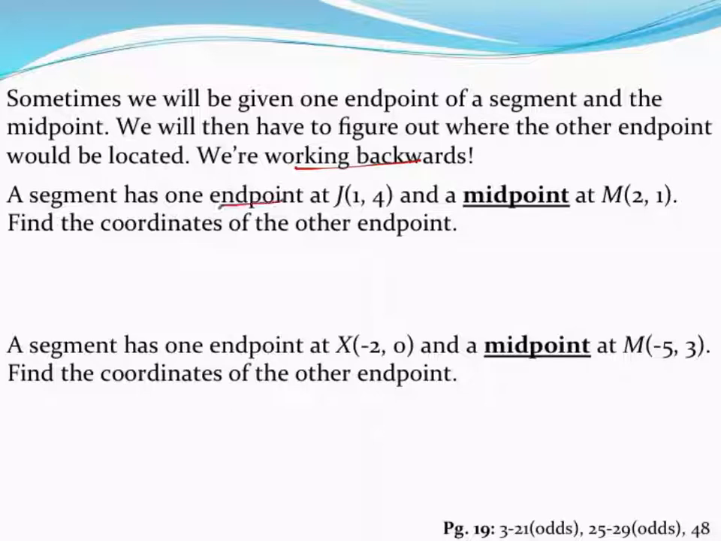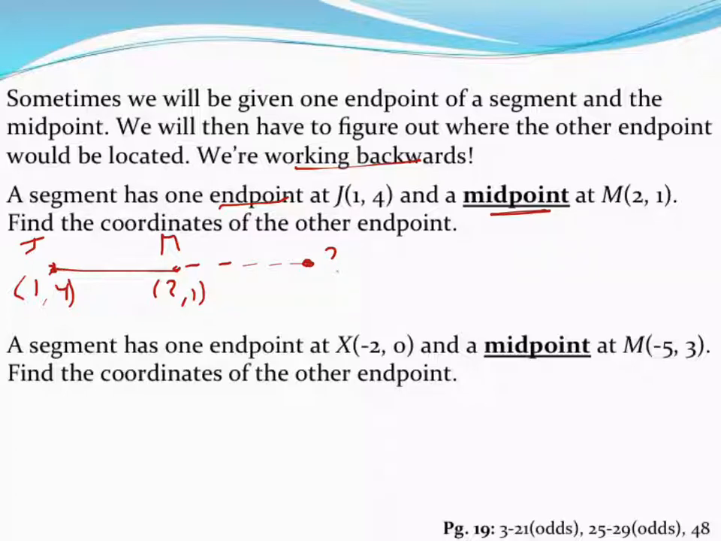They're giving you one endpoint. They're also telling you where the midpoint is of this segment, and then asking you to find the other endpoint. So let me go ahead and show you how I do these. I'm a very visual person, so the first thing that I do is I make a little picture of what's going on here. So for example, I'm going to say one of my endpoints J, and I'm going to label that (1, 4). Over here is the midpoint they've given me, and I'll label that (2, 1).